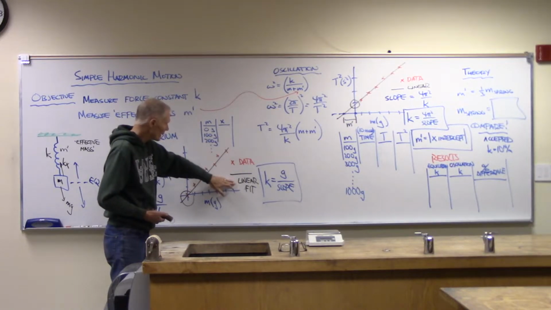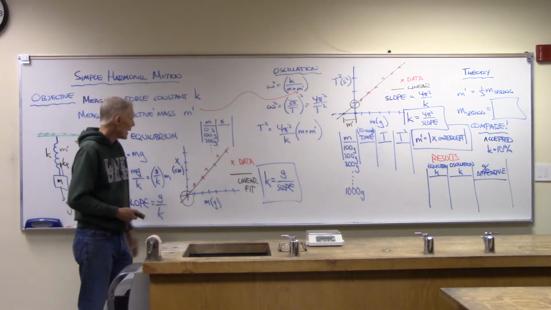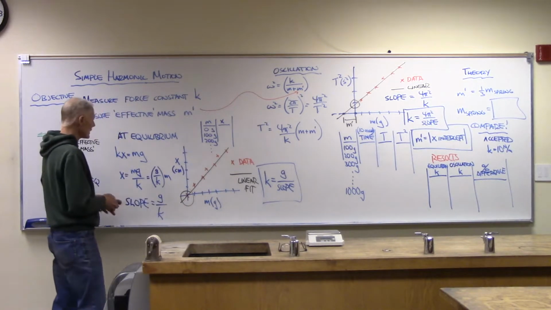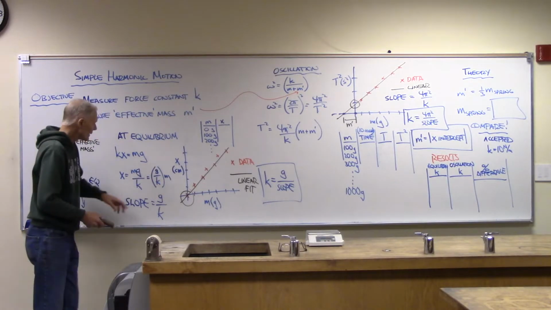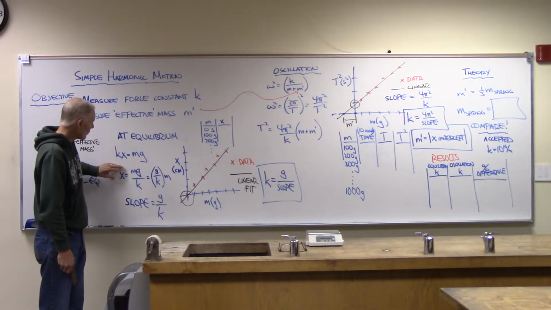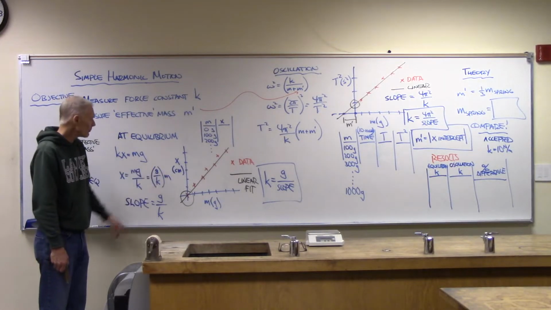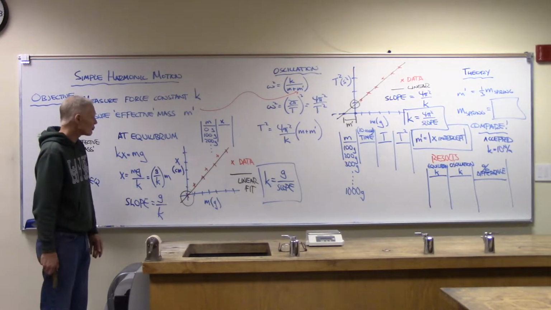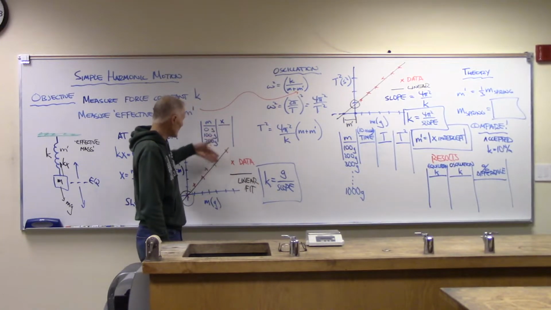So I can do a linear fit, and I can constrain the fit so that it goes through the origin. Then looking at the formula here, it says that the slope of my line will be given by g over k. So this is vertical variable equals slope times horizontal axis variable. That's how the straight line fits should work. So I can get a value of k by looking at the slope.